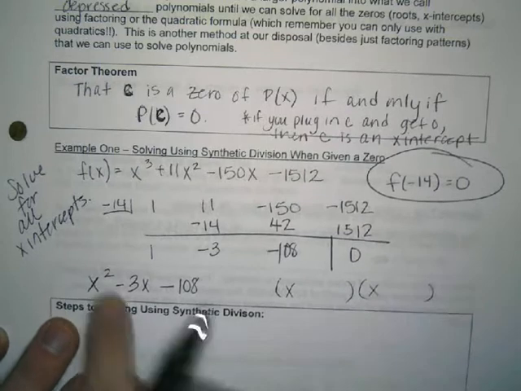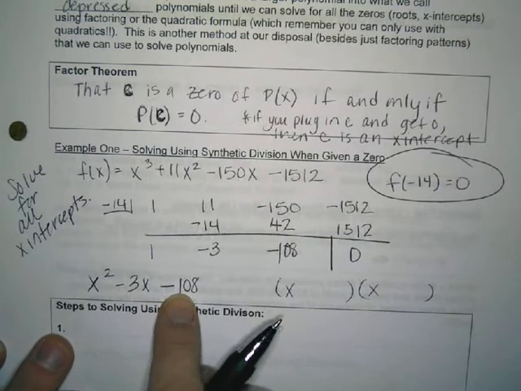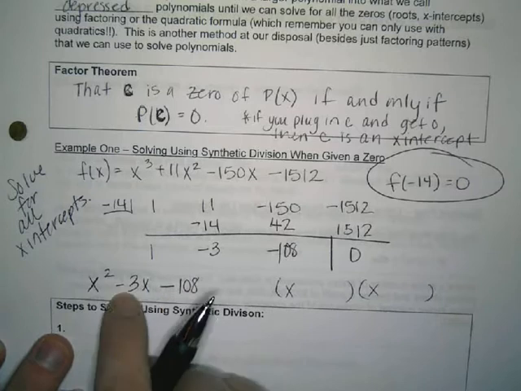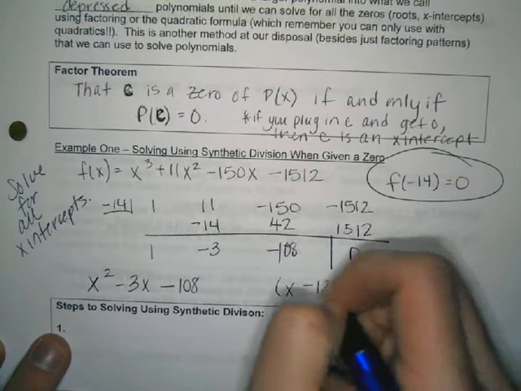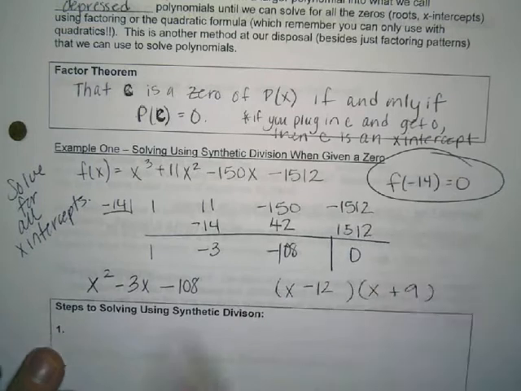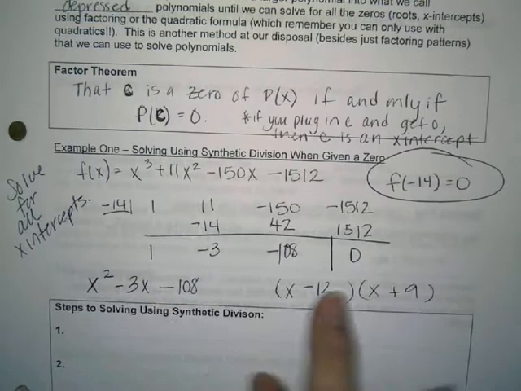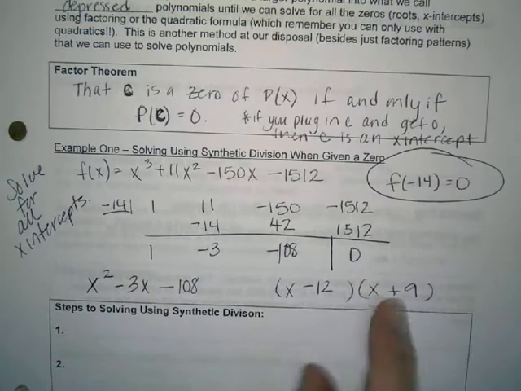x times x gives me that x squared. 9 times 12 gives me 108. And then if I add them in the right way, meaning the 12 is negative and the 9 is positive, I get negative 3. Okay, so negative 12 times 9 gives me negative 108. When I add them, I get negative 3. So this is the factoring.